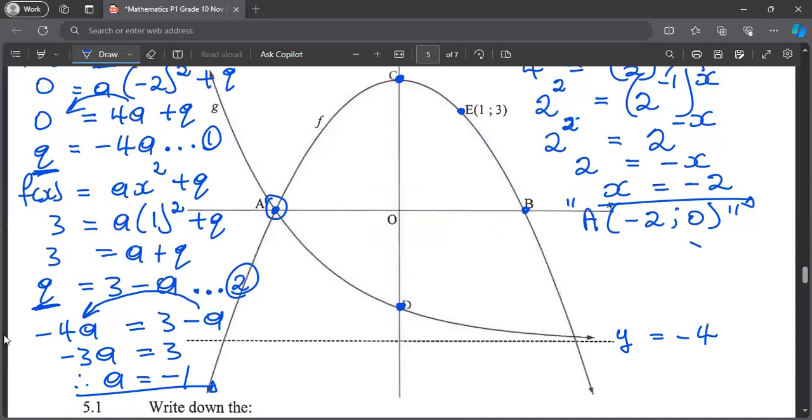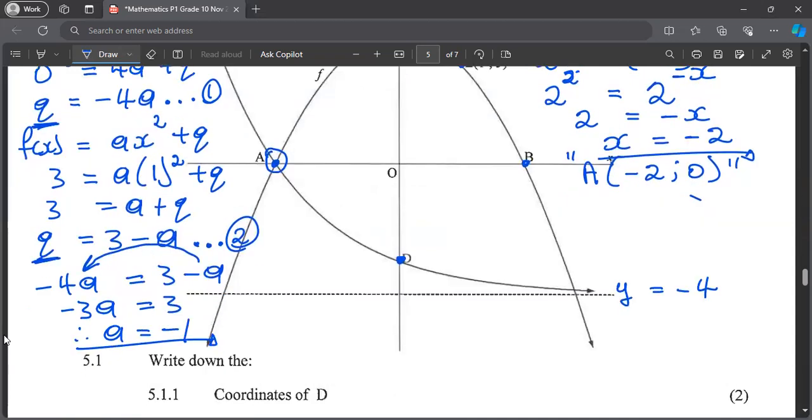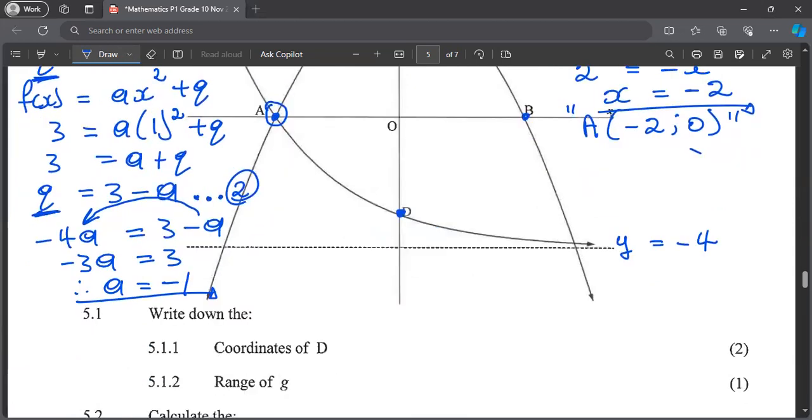Right. So now that we have the value of A, how then do we find the value of Q? Well, you can substitute the value of A into either equation 1 or equation 2, whichever one you prefer. But let's go to equation 3. So you'll say your Q equals 3 minus -1, and this will just give you 4. So the value of A is -1. The value of Q is +4.